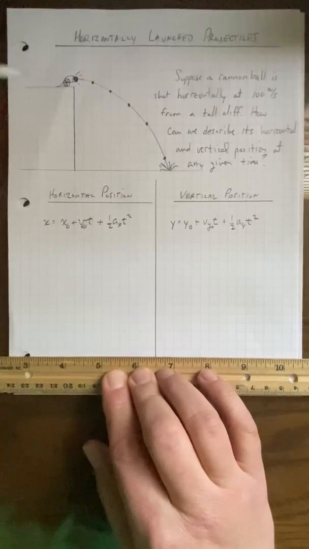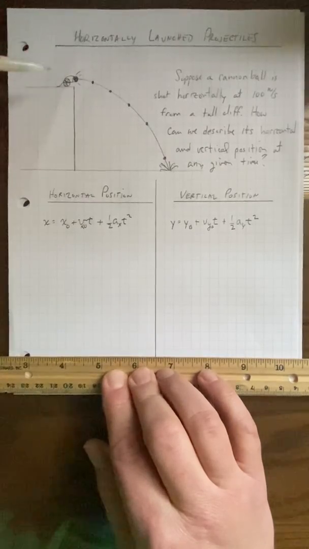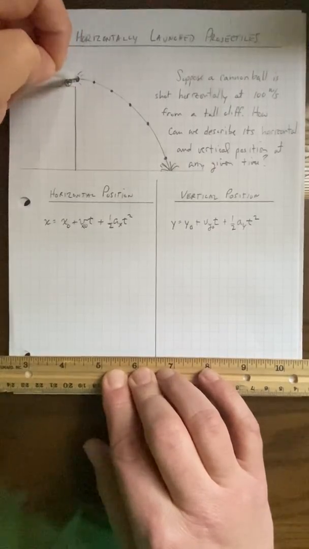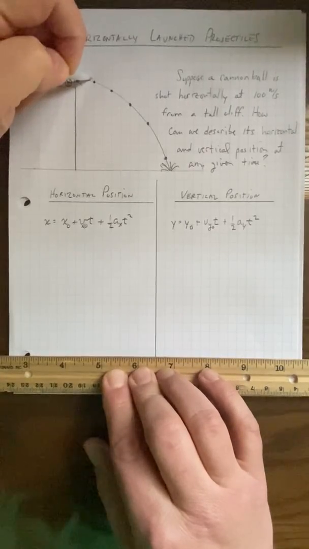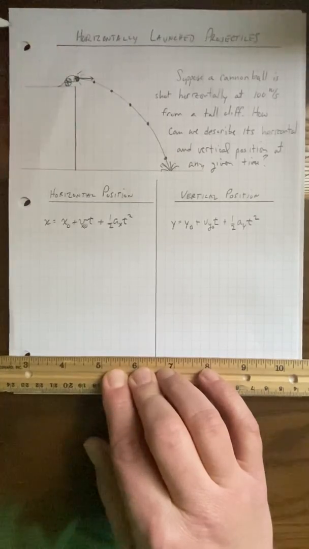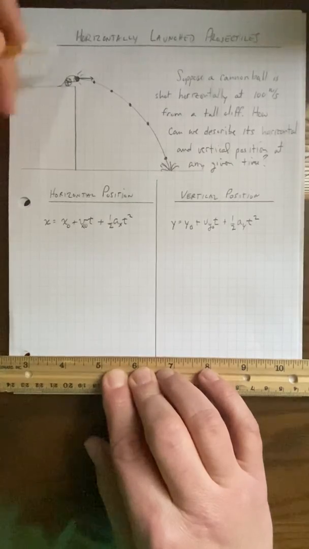The first kind of projectiles we're going to look at in this unit are things that were just shot horizontally, meaning initially they were only going sideways. Since the Earth is always pulling downwards on the projectile, it doesn't keep going sideways. This projectile was shot sideways at 100 meters per second. That would be its initial horizontal velocity. It has no initial vertical velocity because it was shot sideways.